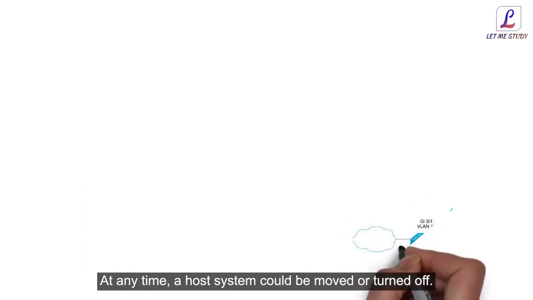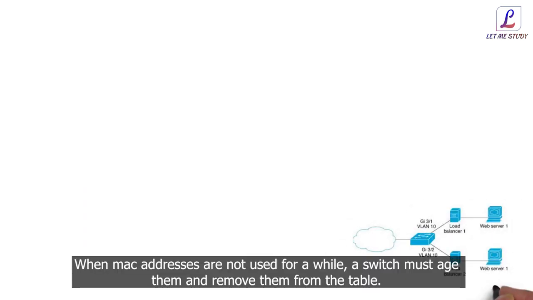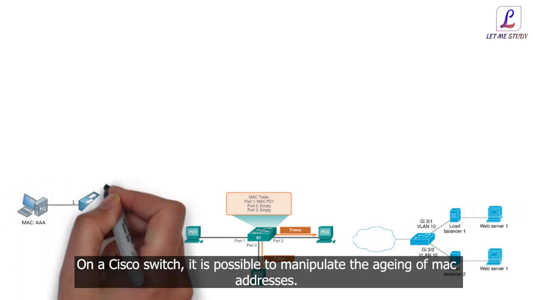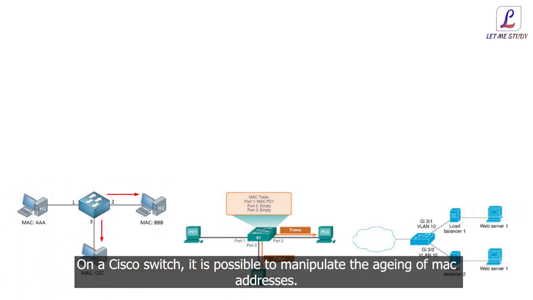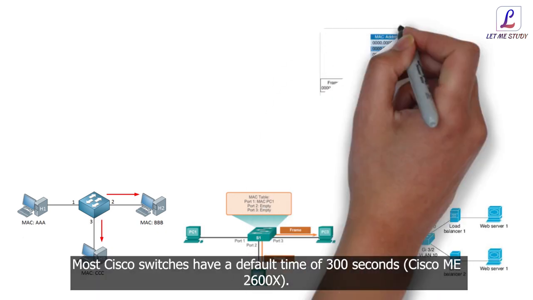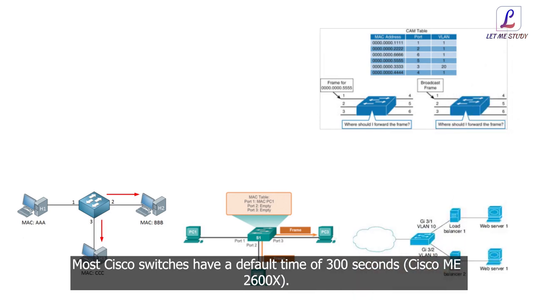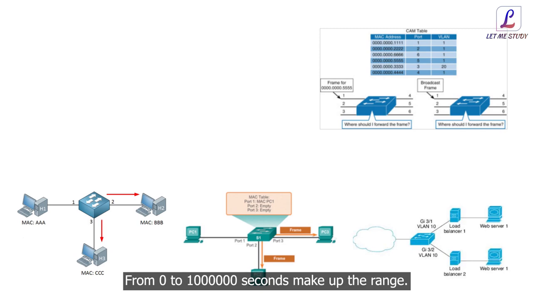At any time, a host system could be moved or turned off. When MAC addresses are not used for a while, a switch must age them and remove them from the table. By doing this, a vacant address in the MAC address table is released. On a Cisco switch, it is possible to manipulate the aging of MAC addresses. Most Cisco switches have a default time of 300 seconds, Cisco ME2600X. From 0 to 1.1 million seconds make up the range. The value 0 can be used to disable MAC address aging.